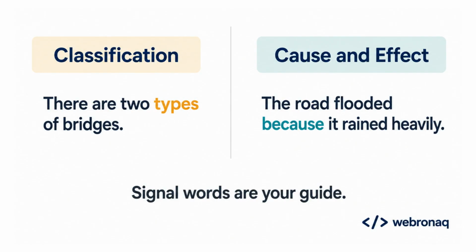Alright, let's bring it all together. In this video, we covered two powerful reading strategies. First, classification. Spotting how a writer groups things into types or categories. Second, cause and effect. Understanding why something happens and what results from it. Signal words are the key to both. Words like types and categories tell you a writer is classifying. Words like because, therefore, and as a result tell you a cause and effect relationship is at play.